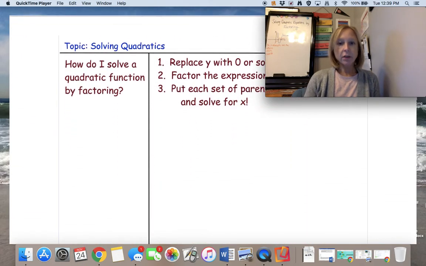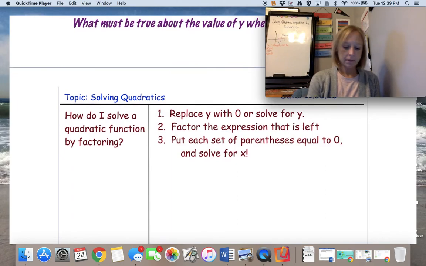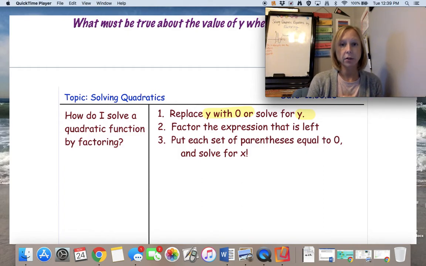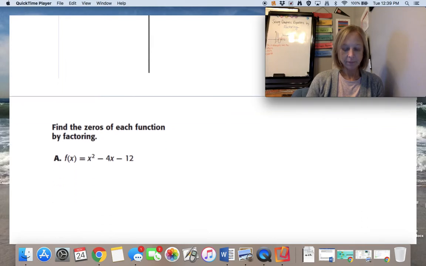So let's look at the steps we'll go through when we're solving these. The first thing we need to do is replace the y with 0 or solve for y. So we want to gather all of our x terms on one side, y on the other, and then we replace the y with 0 because we're looking for the x-intercepts. Y is 0. Once we have replaced the y with 0 and all of our other terms are on the other side, we are going to factor. Then we will put our factored form equal to 0 and solve. Let's do a couple together, and then I'm going to ask you to try a couple on your own.